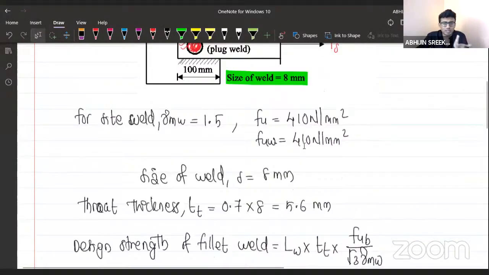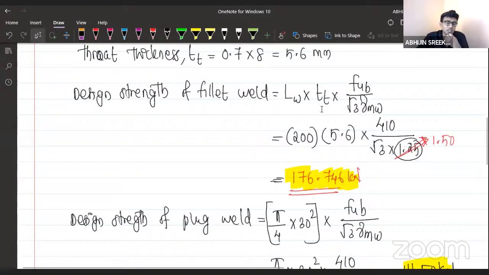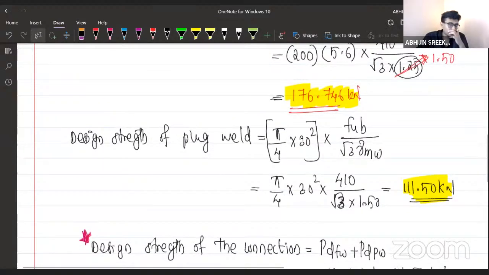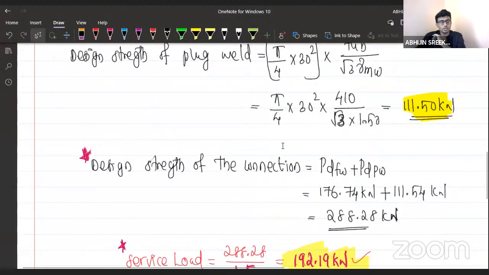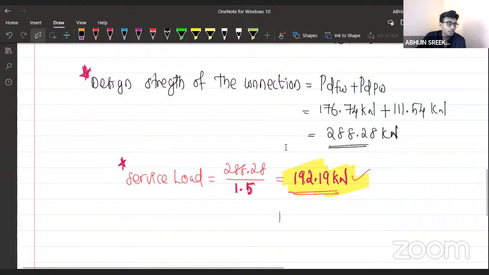Area into strength. I will be giving the design strength LWDT in the case of fillet weld, and the area of the plug weld into that FUB divided by root 3 gamma MW will be giving you the design strength of the plug weld. Take the summation of that, and you'll be getting the design strength of the connection. Divide it with the partial safety factor, and you'll be getting the design strength.